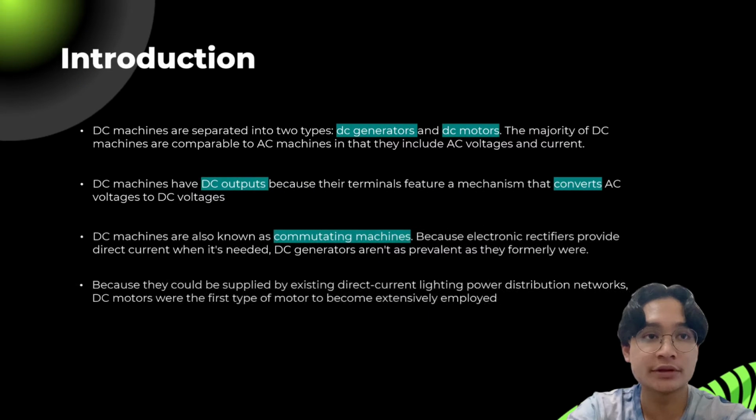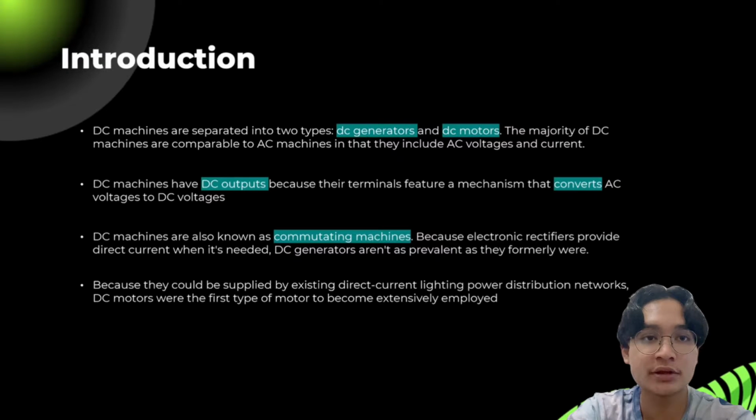For the introduction, DC machines are separated into two types, which are DC generators and DC motors. The majority of DC machines are comparable to AC machines in that they include AC voltage and current. DC machines have DC outputs because their terminals feature a mechanism that converts AC voltage to DC voltage. DC machines are also known as commutating machines because electronic rectifiers provide direct current when it's needed.